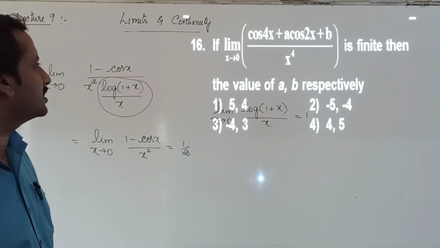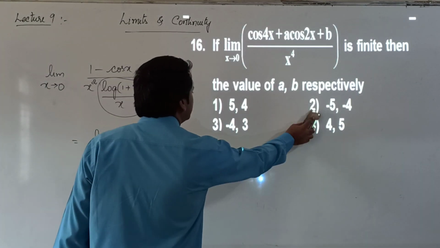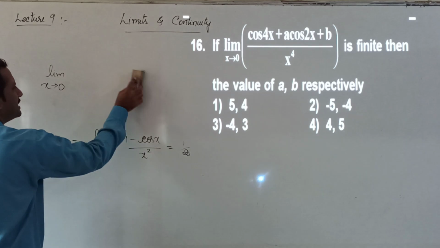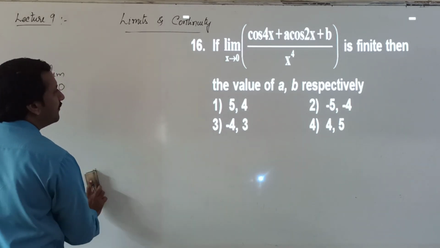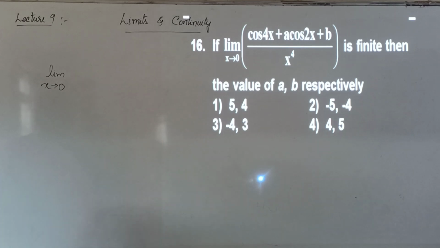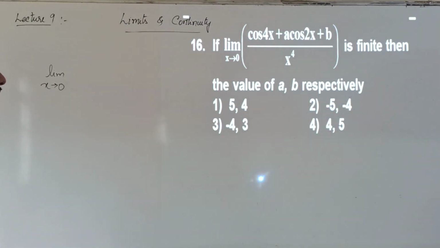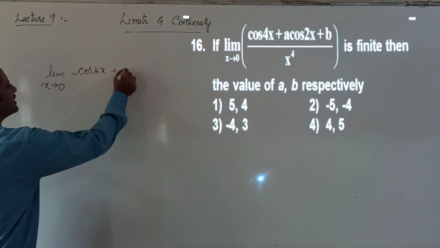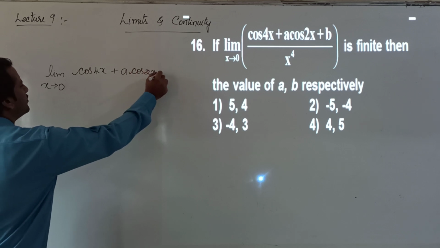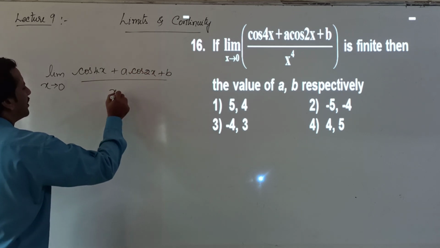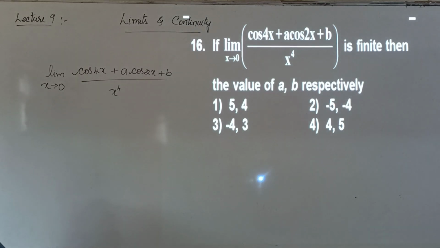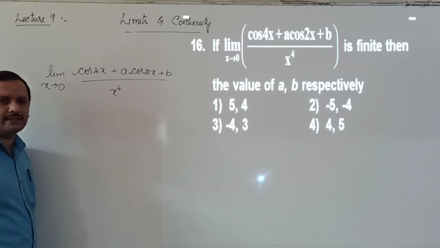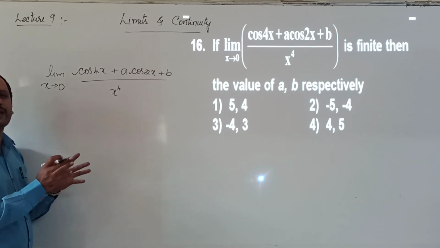Then the 16th question. Limit x tends to 0, (cos 4x plus a cos 2x plus b) divided by x power 4 is finite. Then the values of a and b are respectively. Okay. See, they have given that this limit is finite. Then what are the values of a and b? That's the question.